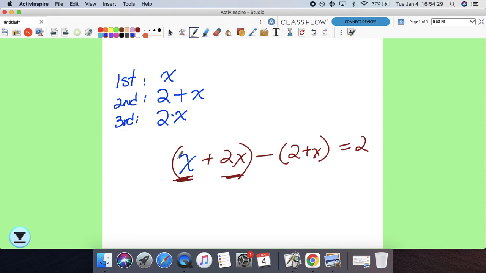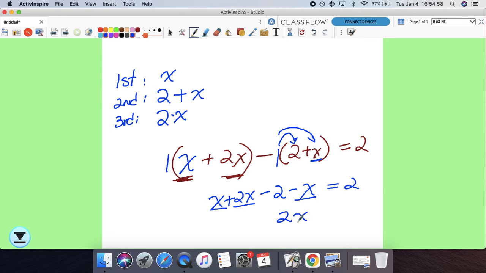Now, there's an invisible 1 here, right? So in the first parentheses, nothing's going to change because it's a positive one. So it's just x plus 2x. We didn't even need the parentheses. But here, things change. Notice that it's positive 2 and plus x in the parentheses, so when I distribute properly, it comes out as minus 2, and the second term comes out as minus x equals 2. Combine like terms. x plus 2x is 3x, minus x is 2x, and then minus 2 equals 2.